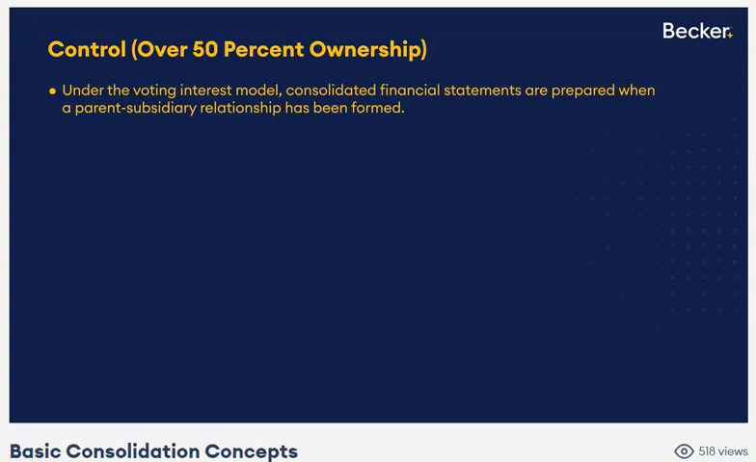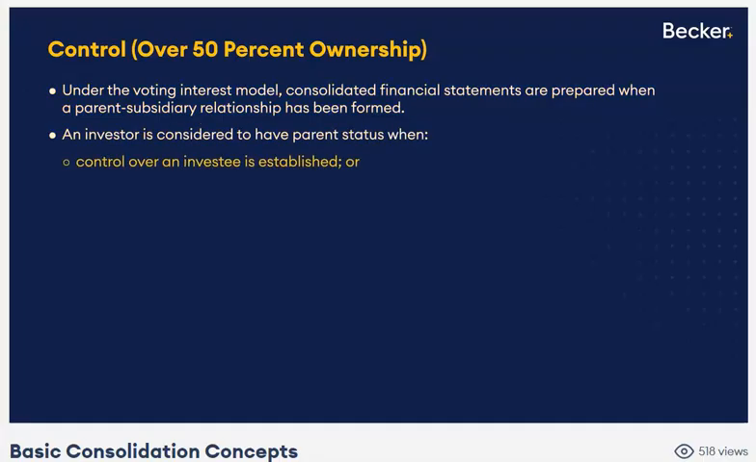So this is all about voting interest. This is your voting interest model where you own more than 50% of the other company. And the real criteria is the control. And control is not exactly 50%. That's a joint venture. That's a partnership, 50-50. It's when you own more than 50%.